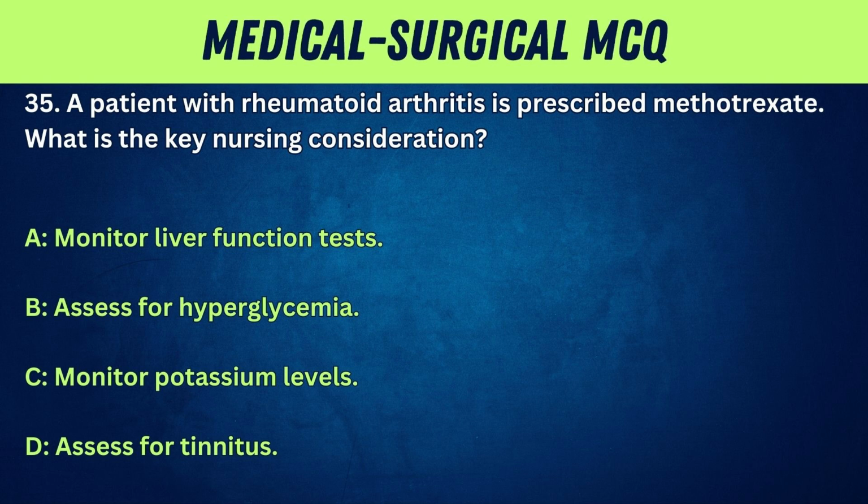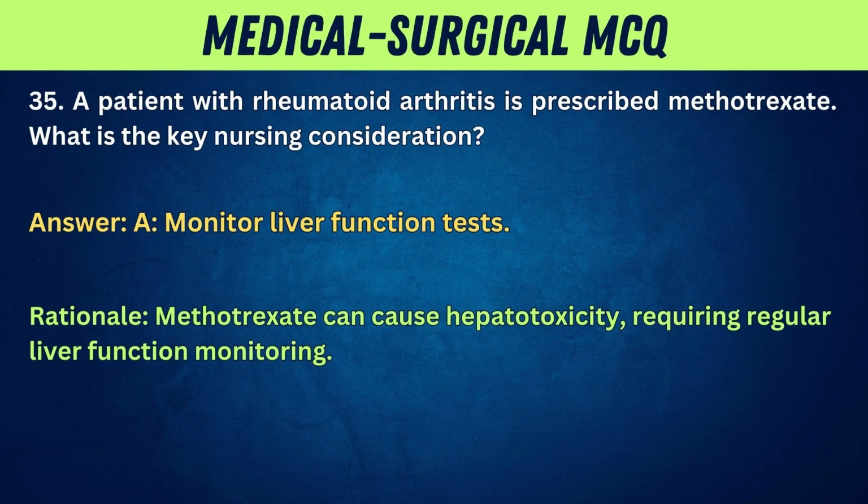35. A patient with rheumatoid arthritis is prescribed methotrexate. What is the key nursing consideration? A. Monitor liver function tests. B. Assess for hyperglycemia. C. Monitor potassium levels. D. Assess for tinnitus. Answer: A. Monitor liver function tests. Rationale: Methotrexate can cause hepatotoxicity, requiring regular liver function monitoring.